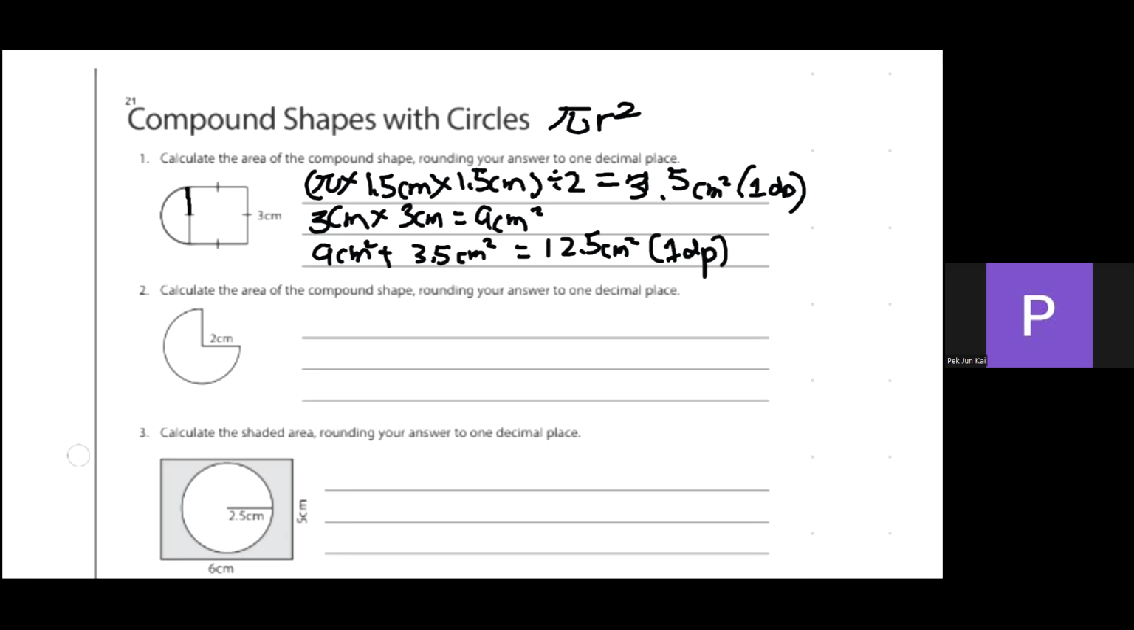Next, question number 2. We also can calculate the full circle first, and then we can multiply it by 3/4 to find the area of this compound shape. So the radius is 2 cm. So pi times 2 cm times 2 cm times 3/4. We would get 9.4 cm square.